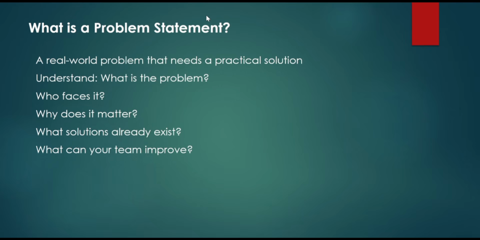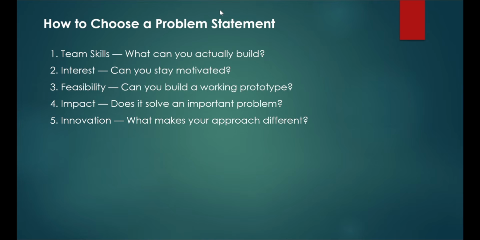What solution already exists? And most importantly, what can we build that actually improves the situation? Next, how do you choose a problem statement? This is where many students make a mistake. They see a problem statement containing words like AI, blockchain, IoT, and immediately think, this sounds cool, let's choose it. So don't do that, okay?